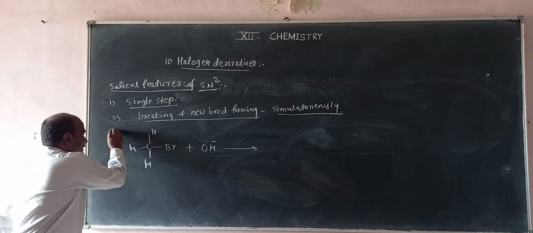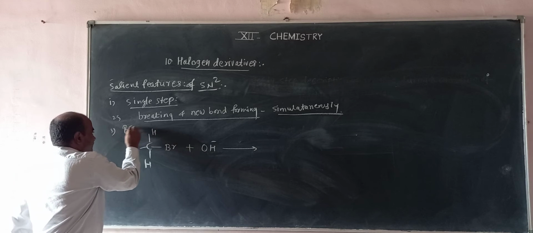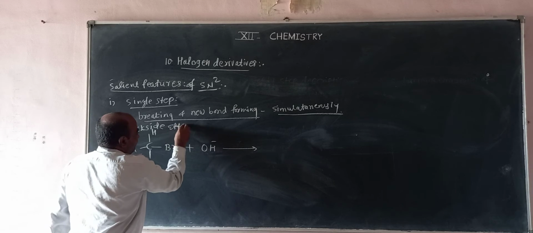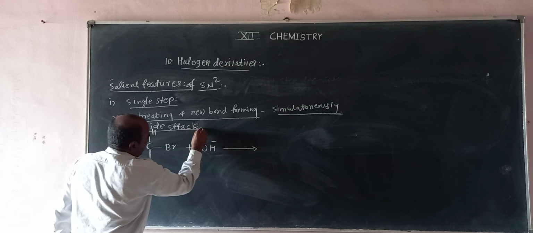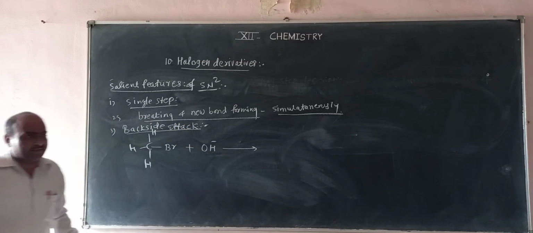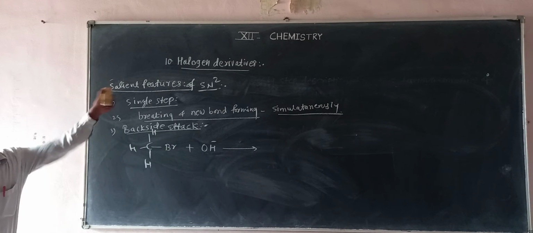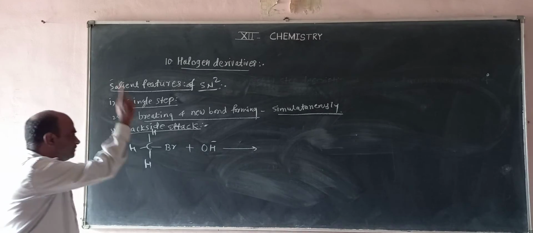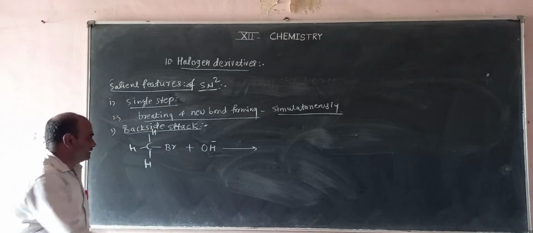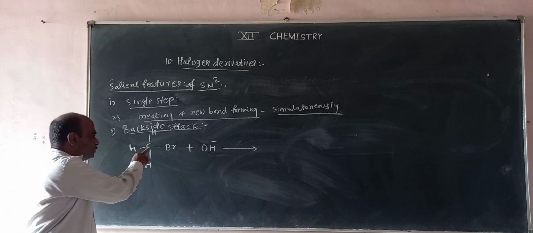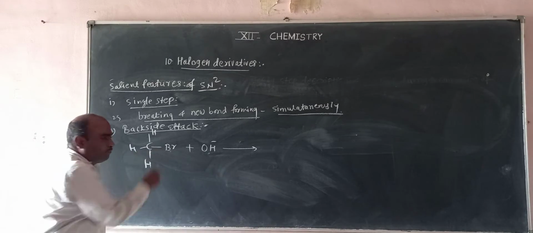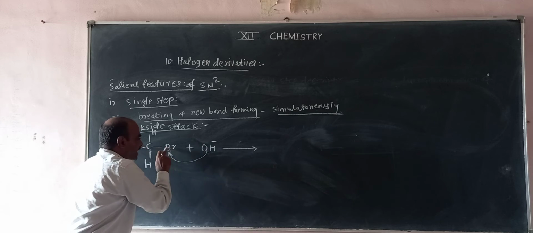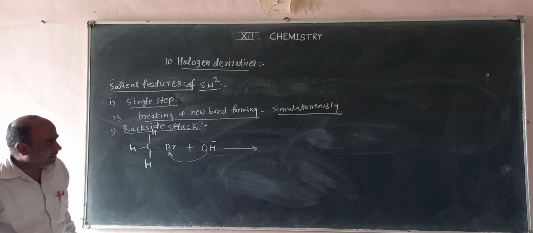Here, the third step is the backside attack. Backside attack of the nucleophile in the SN2 reaction is very important. See here, when the OH minus ion slowly approaches the C-Br bond, then from the front side what happens? Br is also a nucleophile.